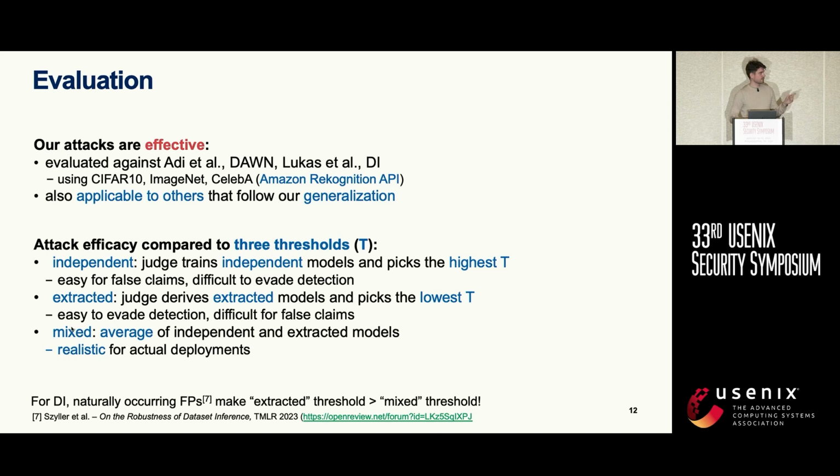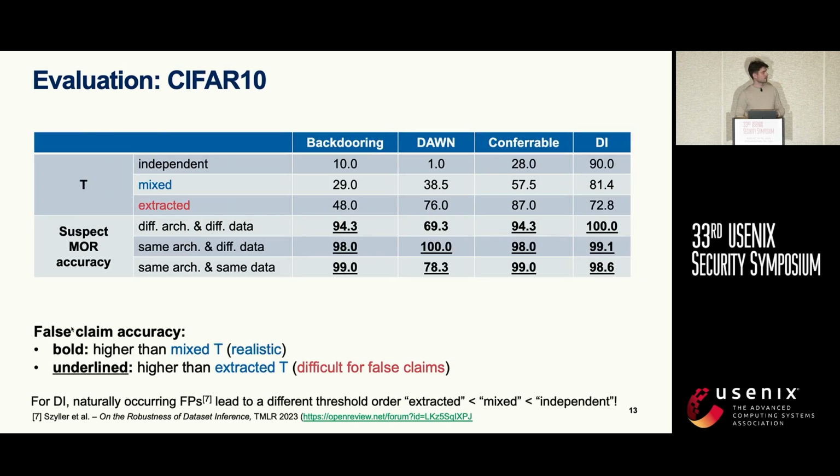And crucially, for dataset inference, there's going to be some flipping involved, but if you're not familiar with the technique in the first place, then it doesn't really matter. So in the higher part of the table, I'm showing the threshold. The independent one, of course, is the lowest because we don't want to have any false positives. The extracted one is the highest because we want to maximize the detection rate.